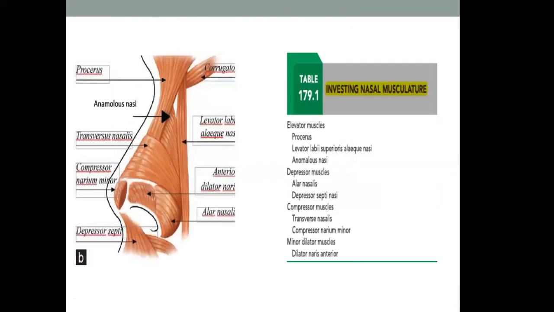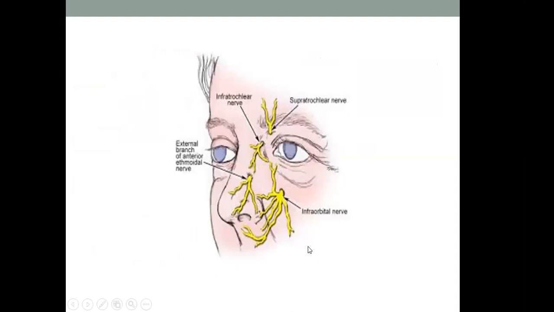This is the musculature framework of the nose. We have main groups of the muscles: elevator muscles, depressor muscles, compressor muscles, and dilator muscles.